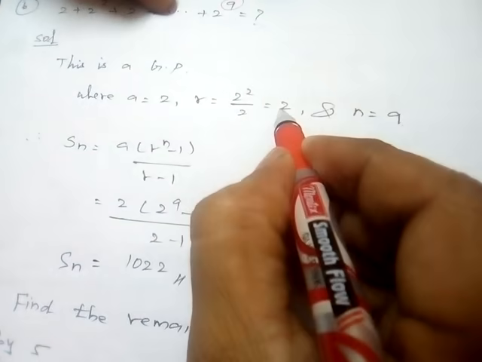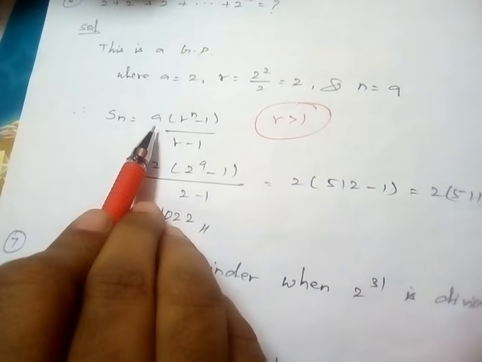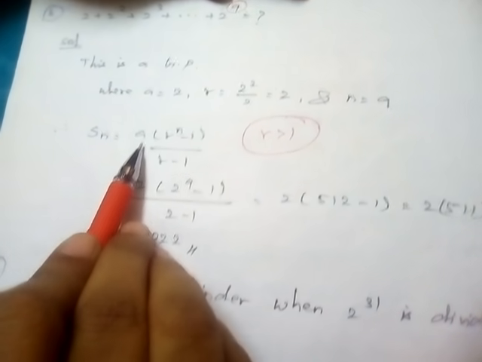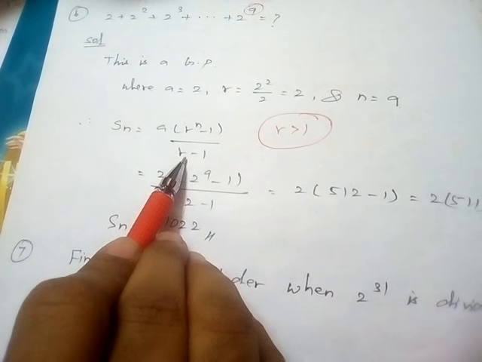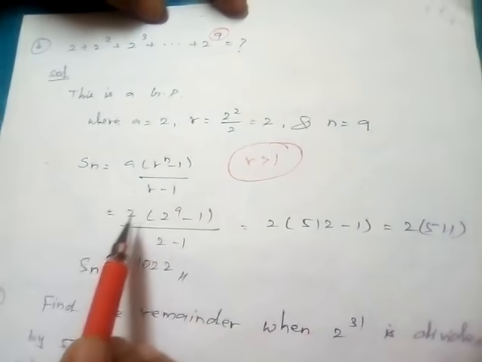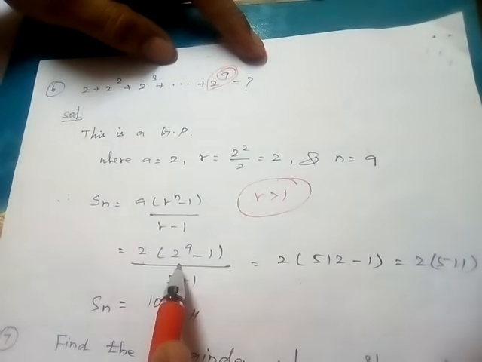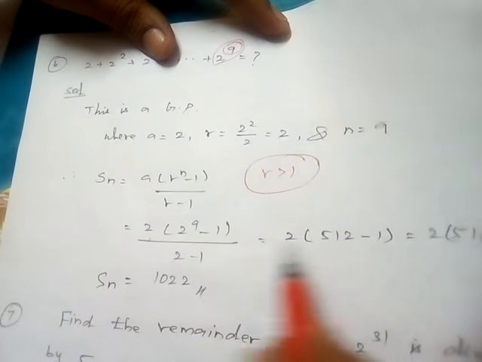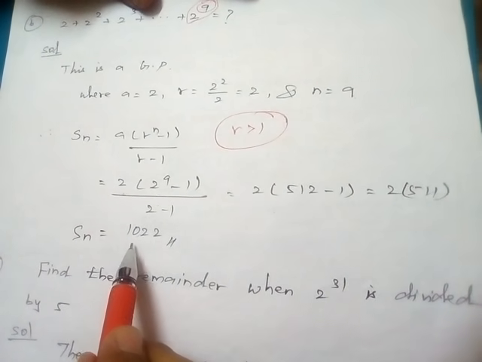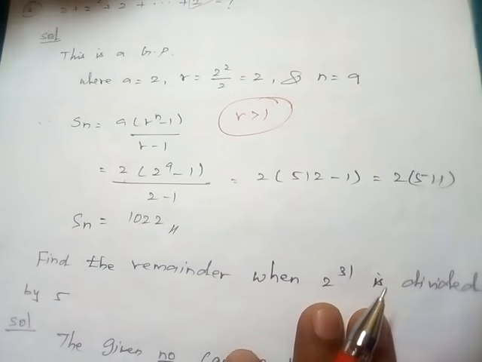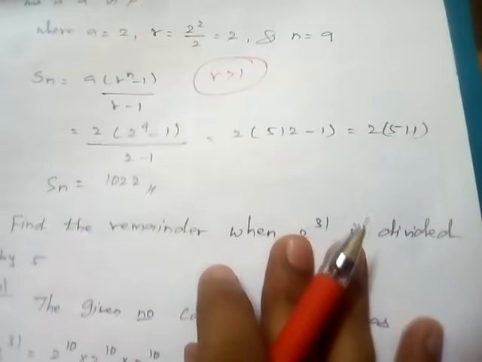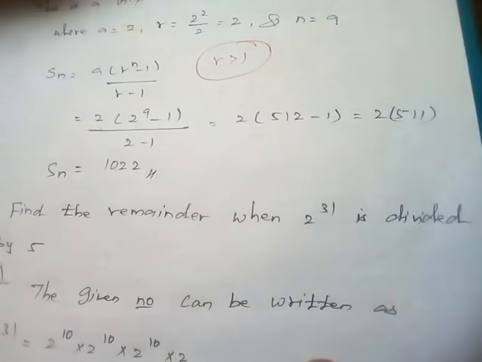Therefore here r is greater than 1. Then we are going to use this formula: Sn equal to a into r power n minus 1 divided by r minus 1. Therefore a equal to 2, r power n is the last term, 2 power 9 minus 1 divided by 2 minus 1. So after simplification we get the value 1022. This is the sum of the series. Very simple one. So I think all are able to follow me.